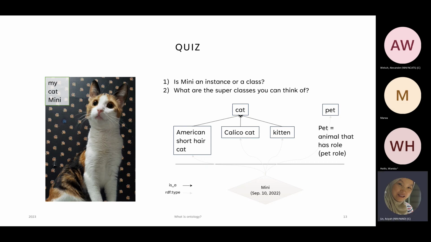So then you can classify using this axiom. Okay. I hope that makes it a little bit clearer what a property, class, subclass, and instance are.